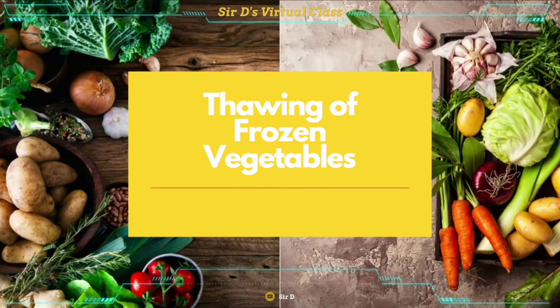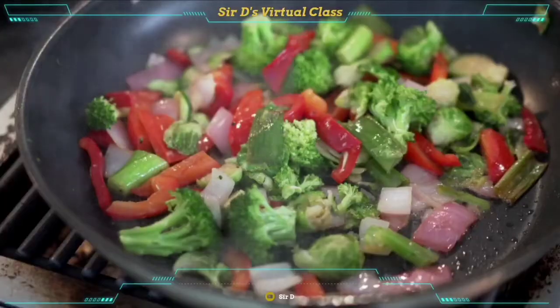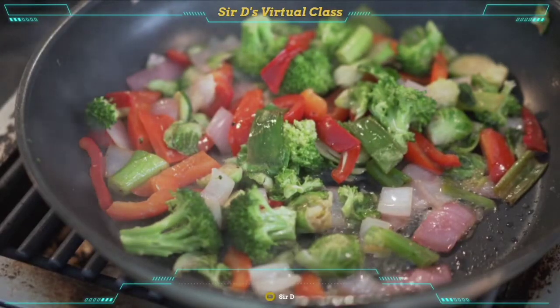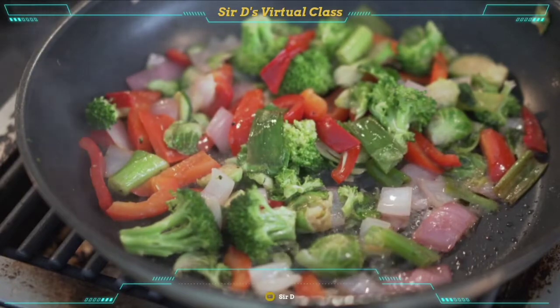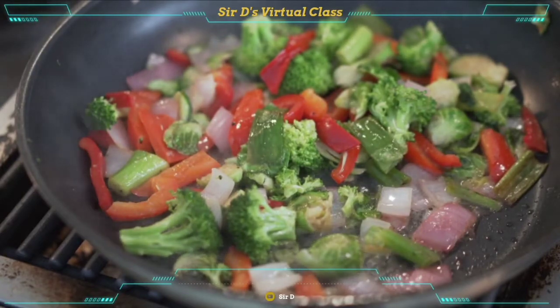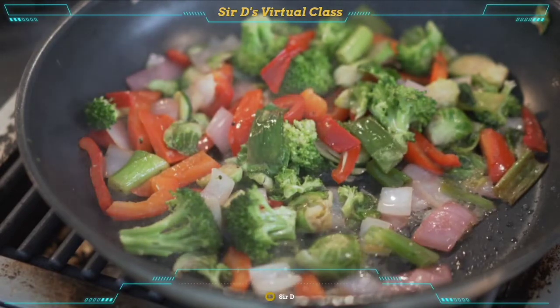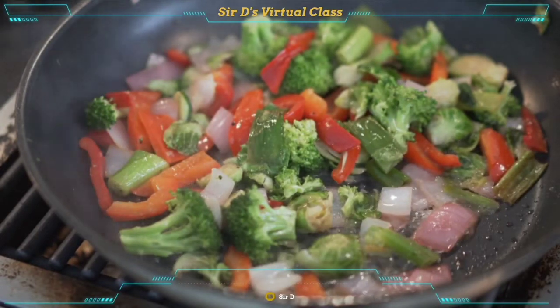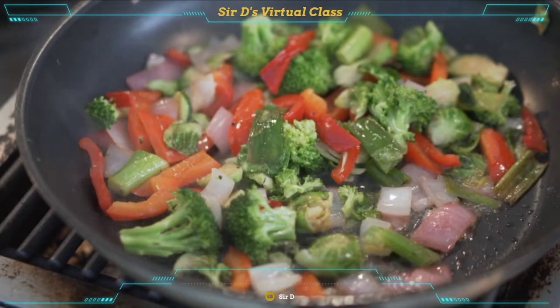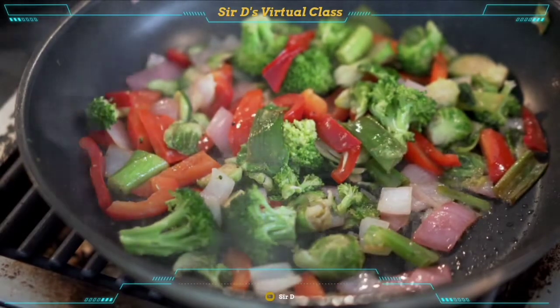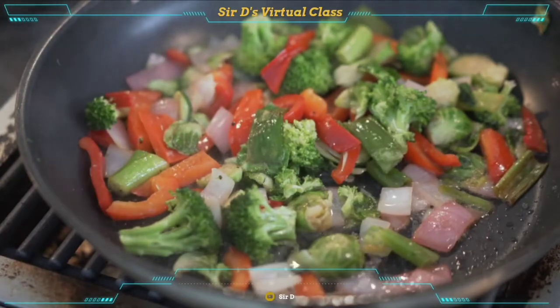Now, we will discuss thawing of frozen vegetables. Thawing frozen vegetables is actually a little more complex than the standard method of thawing meats and seafood overnight in the refrigerator. Frozen vegetables are an easy way to include more nutrient-rich food in your diet. They are convenient, have a longer shelf life, and cook quickly.